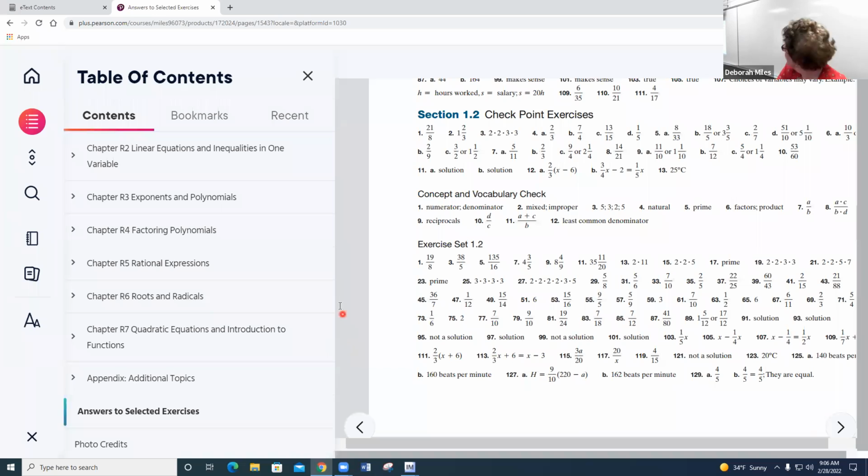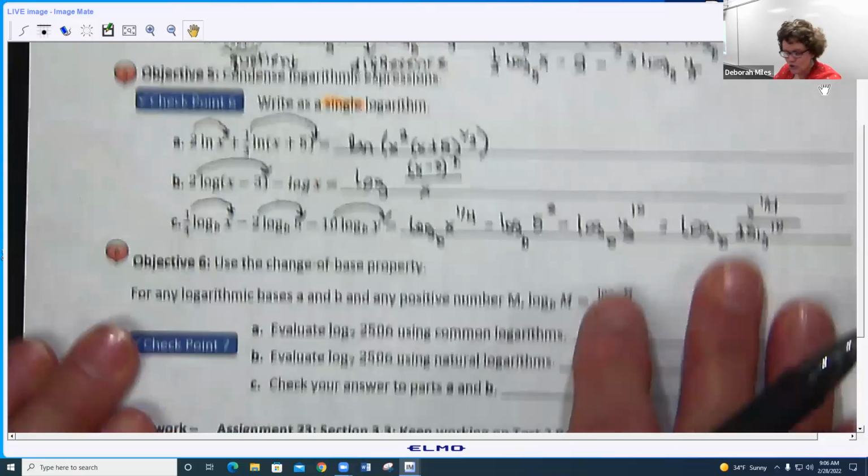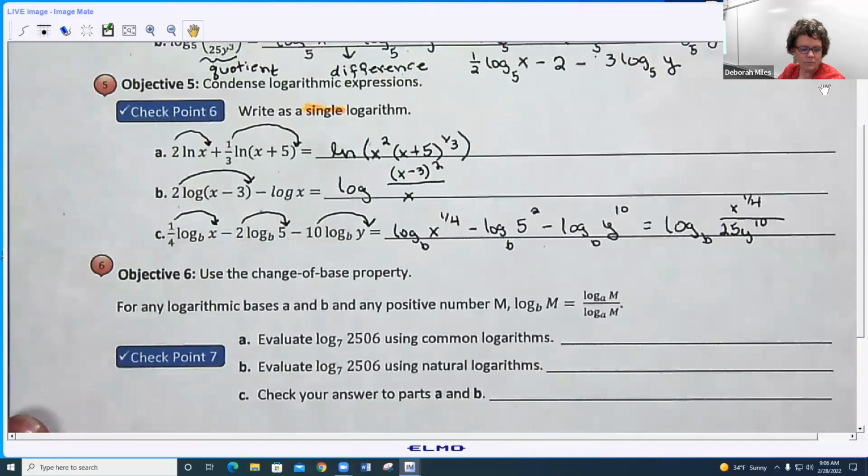All right. We have one more thing, and it's a big, nice thing. I think I'm through showing you stuff in the book. Let's talk about this change of base property.